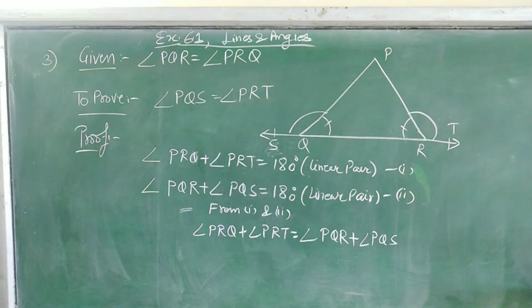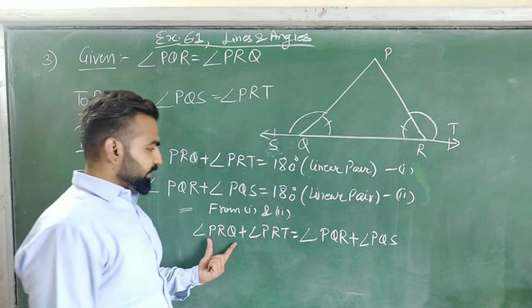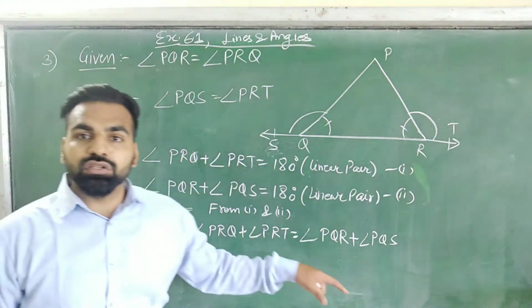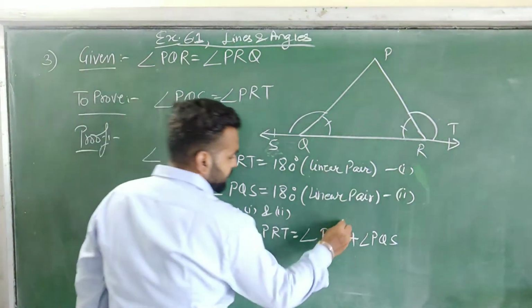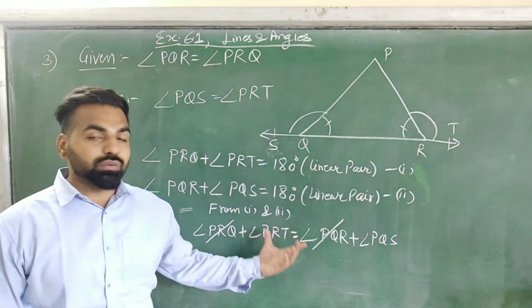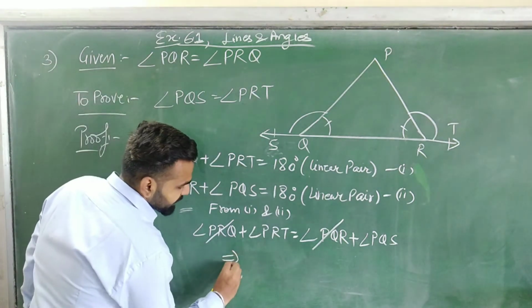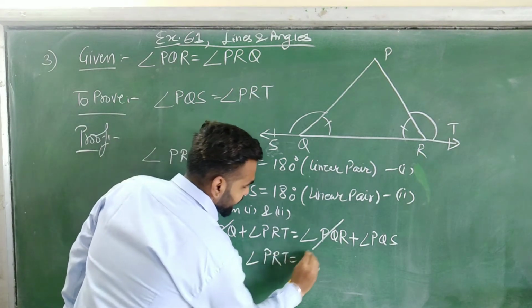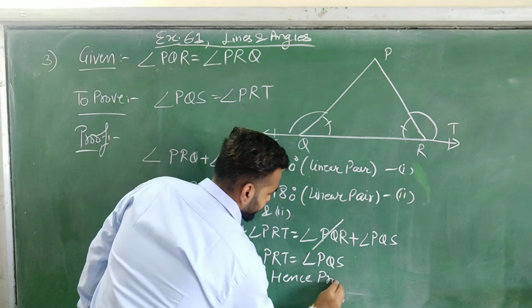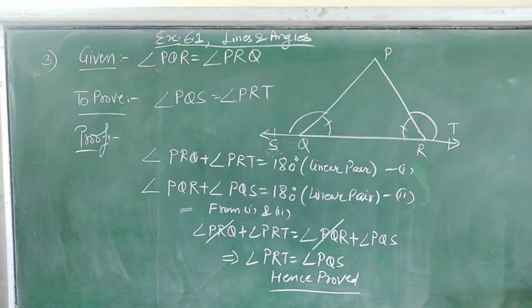Right? Now it is given in the question that angle PQR is equal to angle PRQ. Since these two parts are equal and on the opposite sides of the equality sign, these two will cancel out. So two equal things can be cancelled if they are on either side of the equality sign. So from here we can see angle PRT is equal to angle PQS. So this is a very simple question, question number 3 of exercise 6.1.